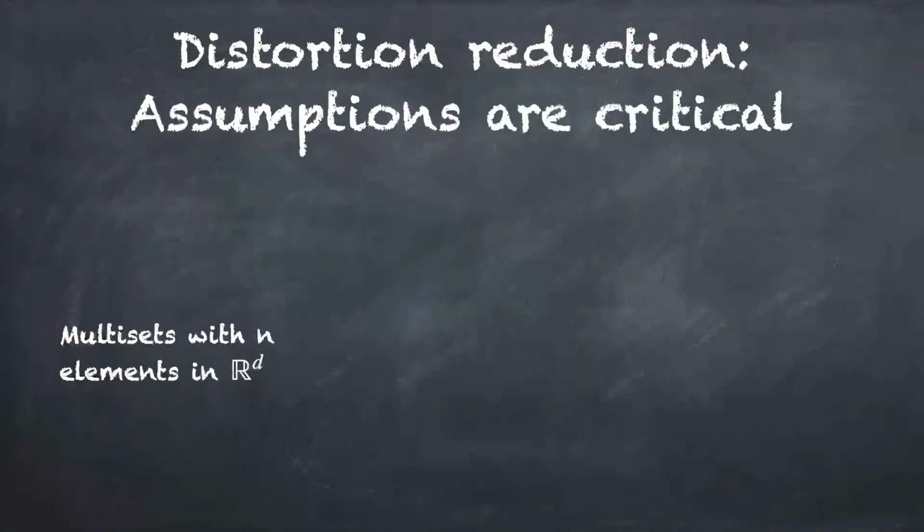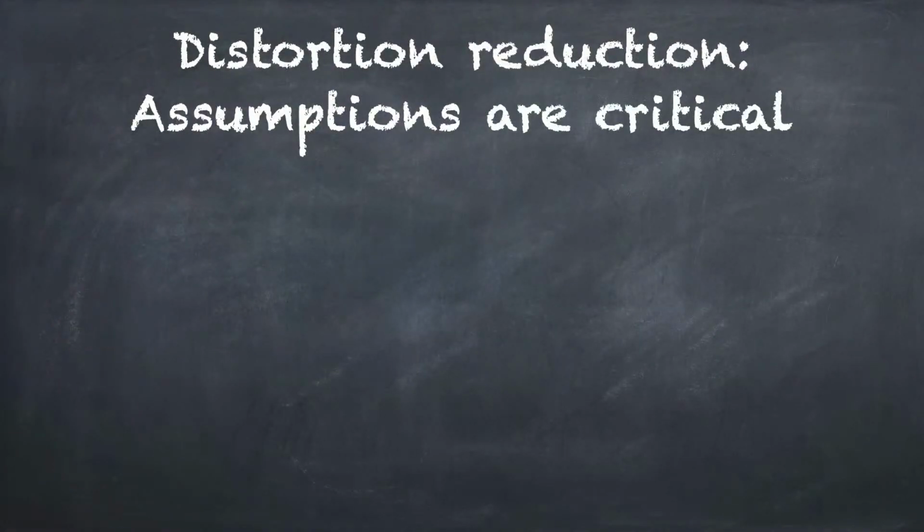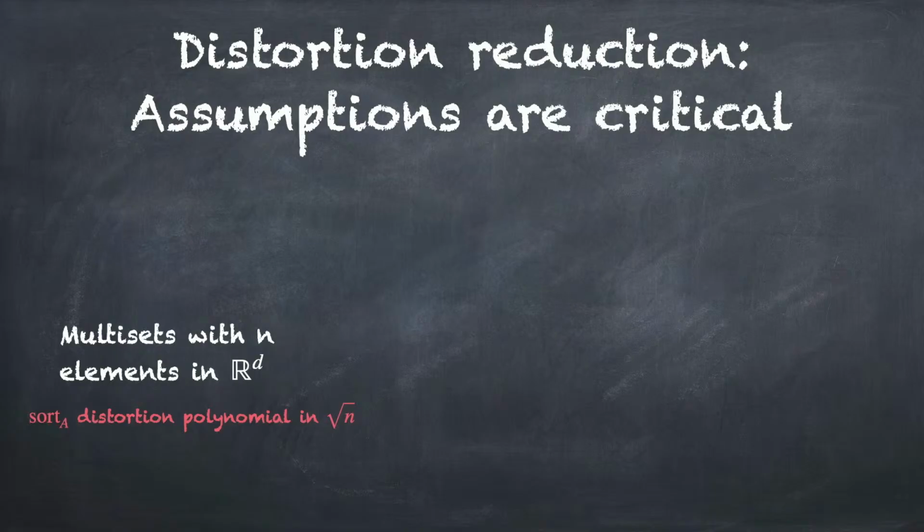Okay, so the second bullet there was that you want to maybe try to find other methods which have better distortion than what we know, right? So we know that for multisets with n elements in R^d, using our sort-based method, we can get distortion which is polynomial in the square root of n, right? It's between square root of n and n squared.